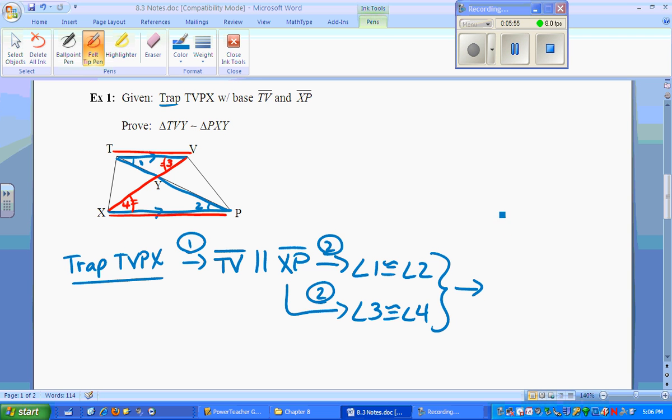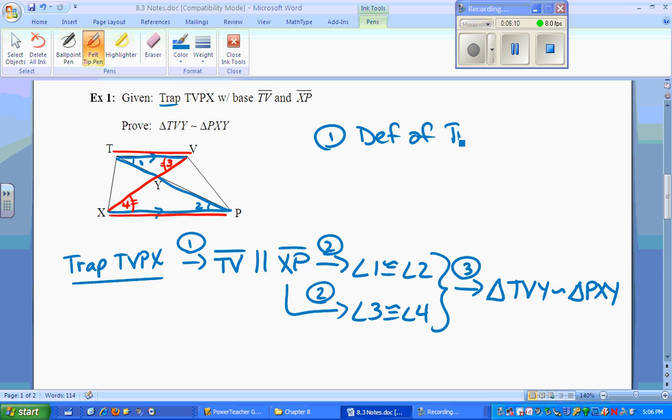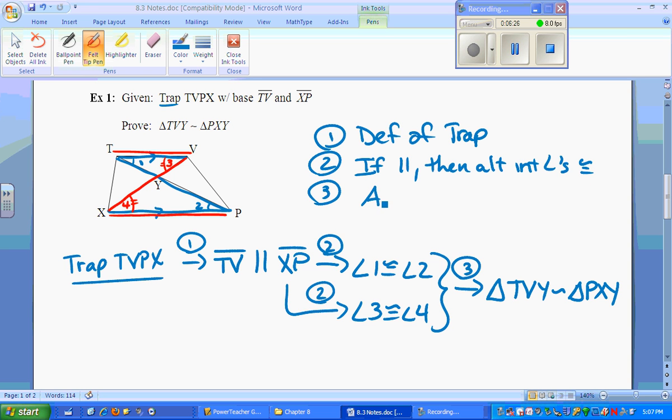What do we have? We have two sets of angles. By reason 3, we can prove triangle TVY is similar to triangle PXY. Three reasons. First one, just go definition of trap. 2, if parallel, then alt interior angles congruent. And 3, we finish with our angle similarity.